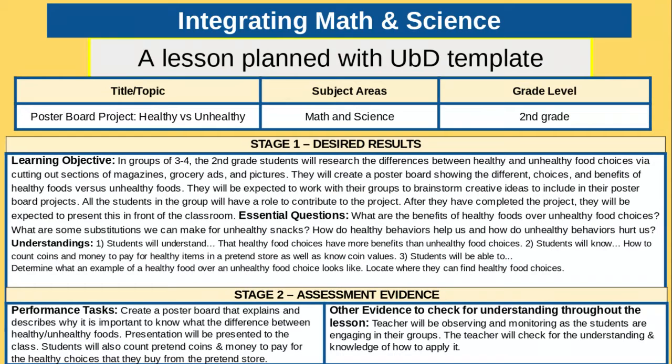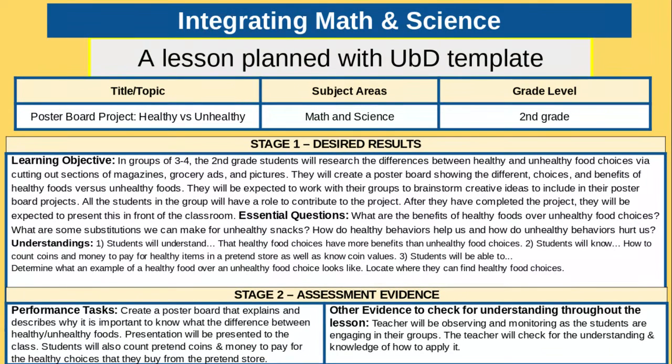And the learning objective is that in small groups, about 3 or 4 students, the second grade students will research the differences between healthy and unhealthy food choices and behaviors, and they're going to be able to identify those. And using magazines, grocery ads, pictures, newspapers, they'll cut them out and sort them. And they'll create a poster board showing the different choices and benefits of the healthy foods versus the unhealthy foods.